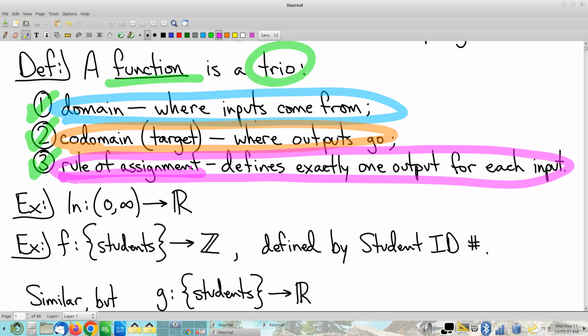Okay, so a function is a trio. If all you know is the rule of assignment, technically you don't really know what that function is. At least there are some issues that have to be worried about. Okay, so a couple of examples.